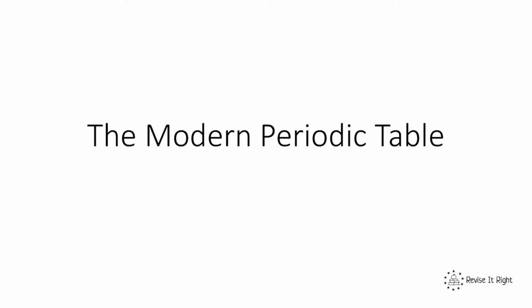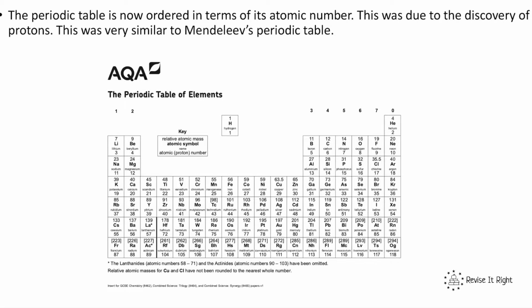This video is about the modern periodic table. Now, as we know, the periodic table is now ordered in terms of its atomic number, and this was due to the discovery of the protons. So, for example, we've got 1, then 2, then 3, 4, and so on. And that number represents how many protons an element has. So, beryllium has 4 protons, and sodium has 11.